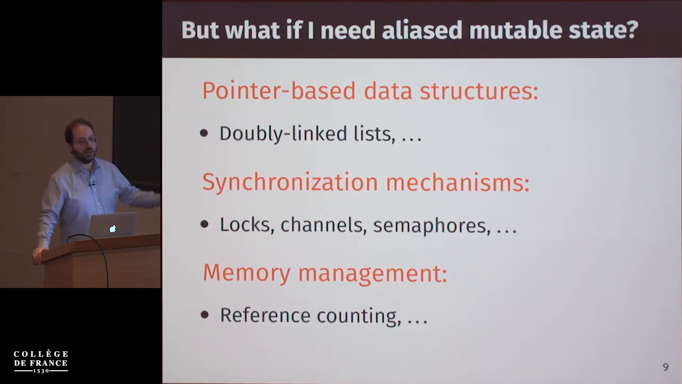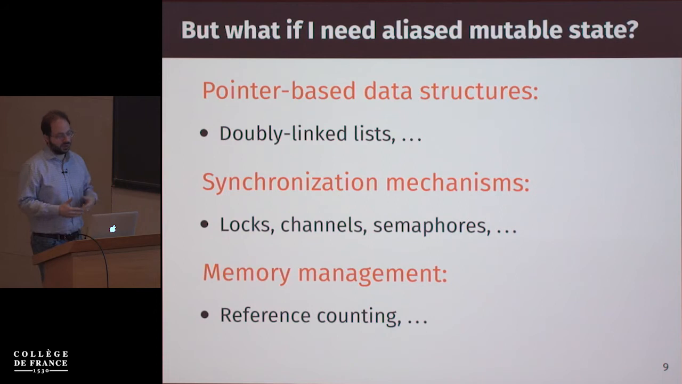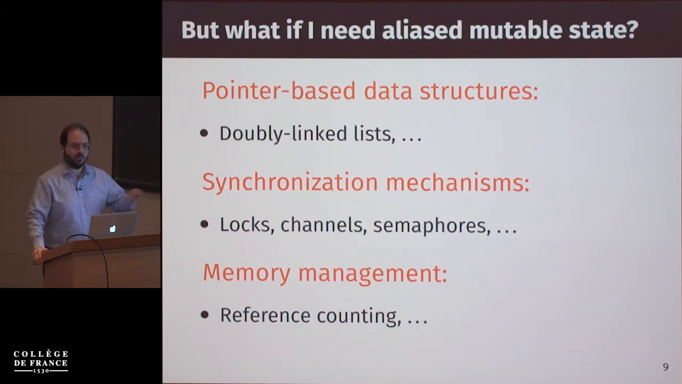If you want to implement memory management abstractions, which in Rust, for example, there's reference counting. Reference counting is provided as an abstract type that you can wrap around any object. That reference counting is going to be implemented through mutation of this shared reference count. So at some level, you need aliased mutable state. And the question is, what do you do about it?